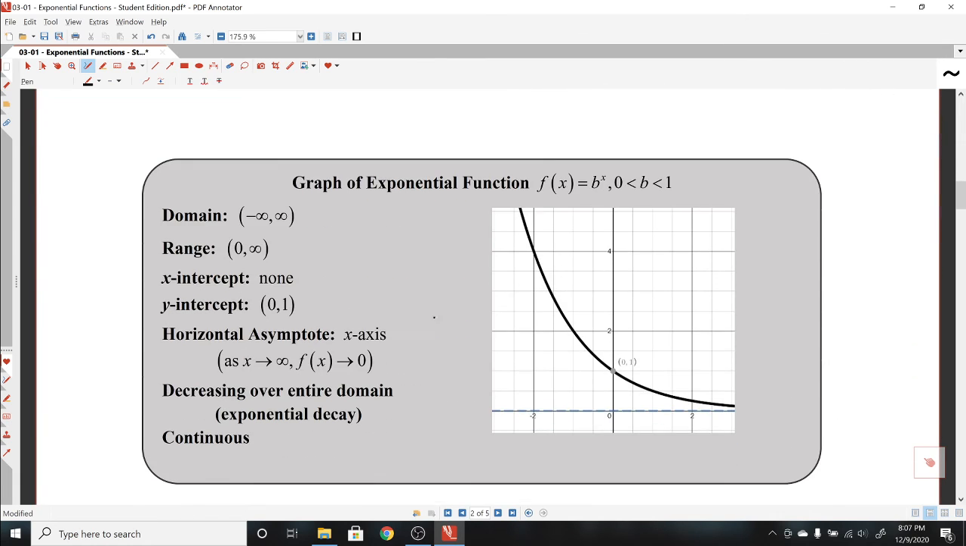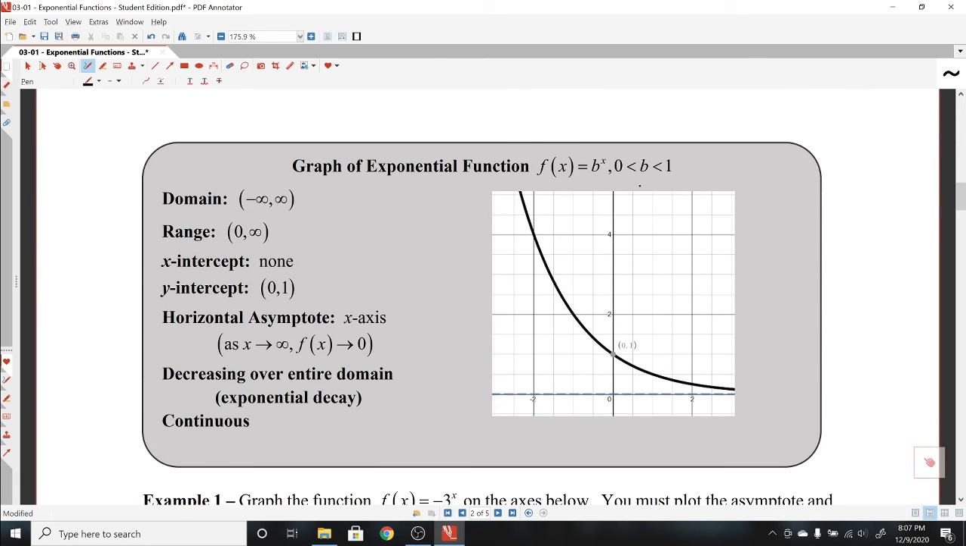All right. If you take b and make it between 0 and 1, so now you're dealing with a function like, and this is this one here, 1/2 to the x. Same deal. All real numbers is the domain. You can raise 1/2 to any power you want to.